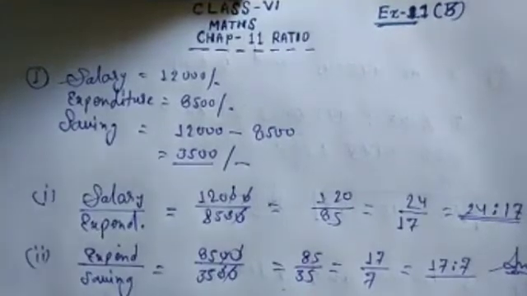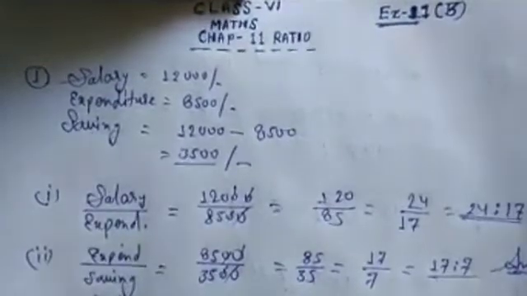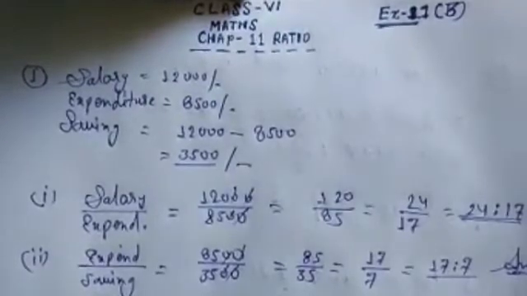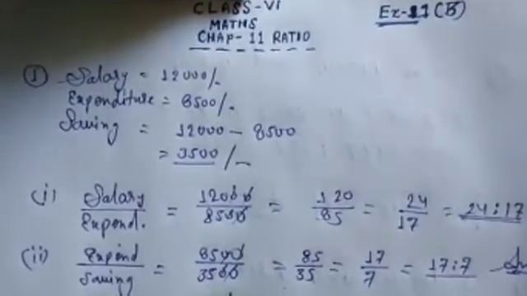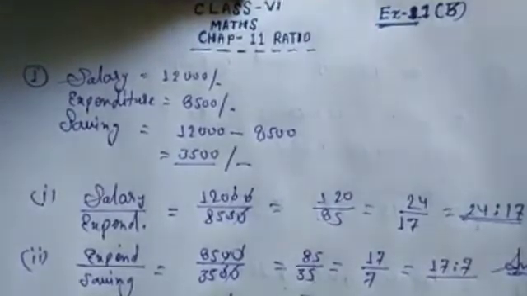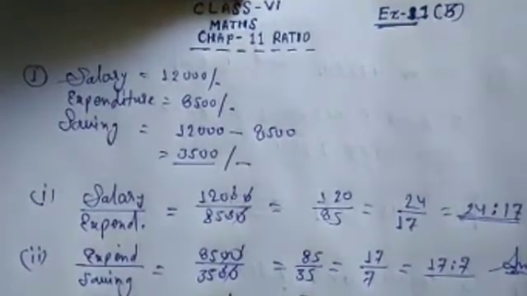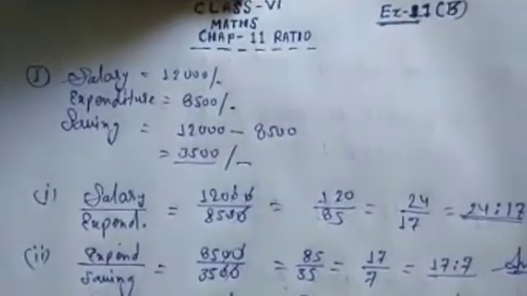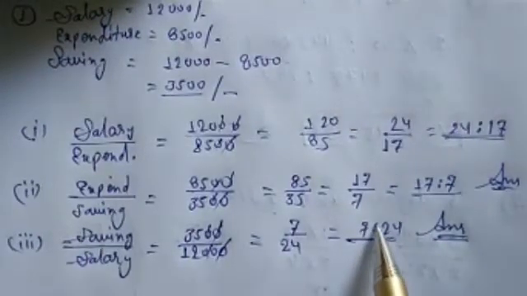Next is saving to salary. Our third point is saving to salary. What is saving? Saving is 3,500 and salary was 12,000. The zeros will be cancelled there. Cancel by 5. 7 5s are 35, 5 2s are 10 and 5 4s are 20, means 7 ratio 24. This is the ratio between saving to salary. Saving to salary, 7 ratio 24.